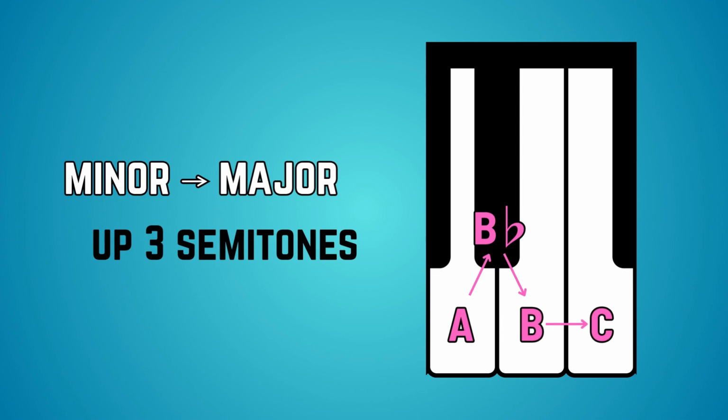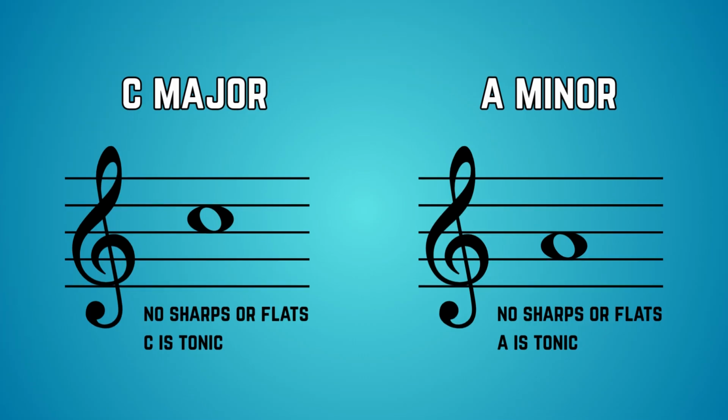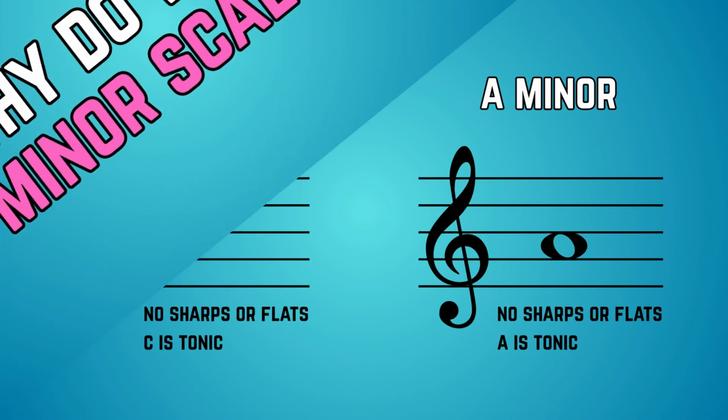To find the relative major of a minor key, reverse the process and move up 3 semitones. Beginning on A to B flat is 1 semitone. B flat to B is 2. B to C is 3. Therefore, the relative major of A minor is C major. Remember that relative major and minor keys share the same key signature, but they do not share the same tonic.